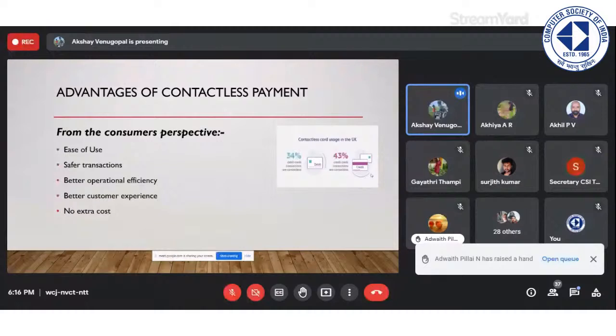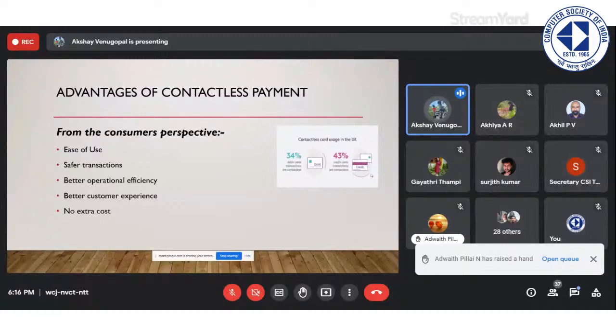Better operational facility. Adopting tap-to-pay technology is faster with lesser workforce requirement. It reduces the time that we spend operating the card or counting cash, etc. at the counter.